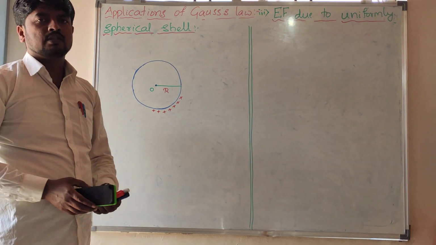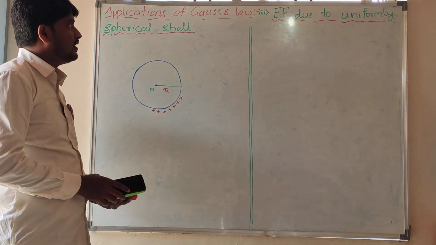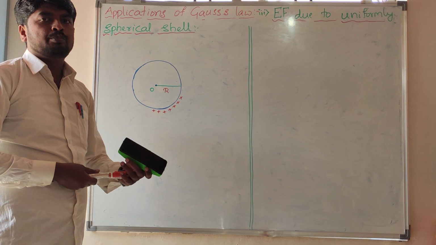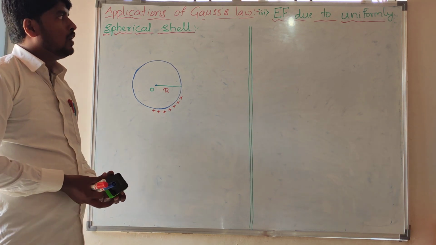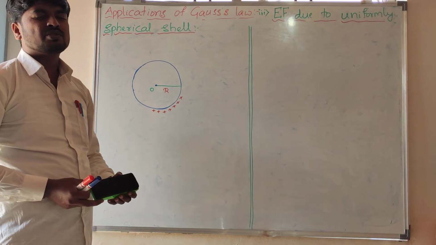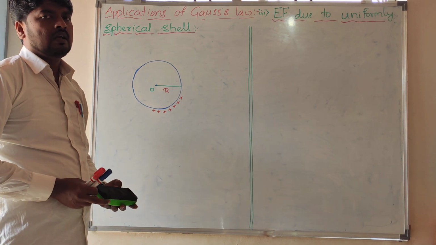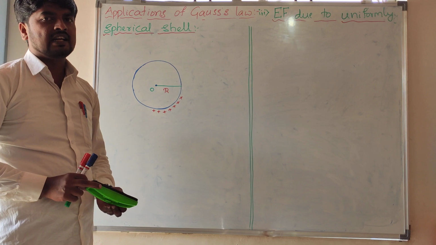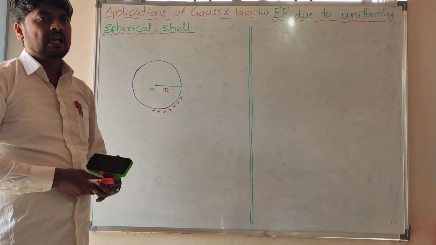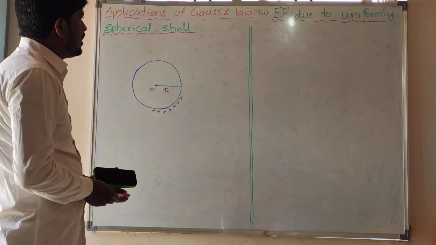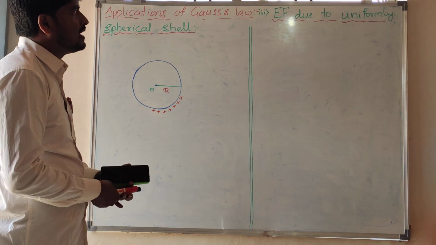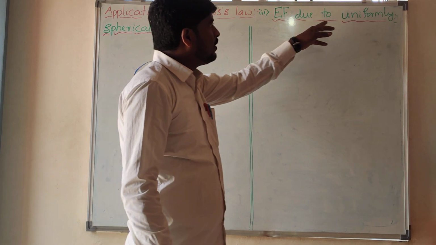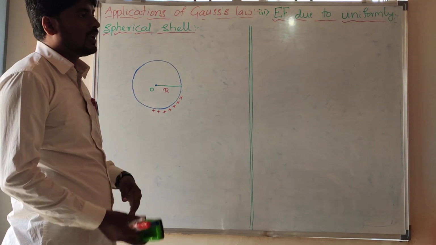Welcome back to the next session and the last session of this chapter, Electrostatics. Friends, in the previous discussion, we had two applications of Gauss's law: electric field due to a uniformly charged infinitely long straight conductor and a uniformly charged infinite plane sheet. Now we are heading to the next concept, that is the third and last application of this chapter, that is electric field due to a uniformly charged spherical shell.